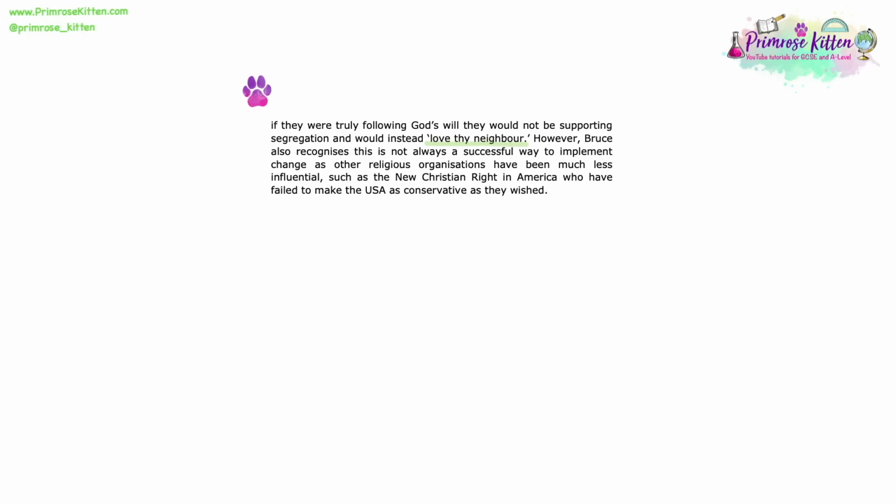However, Bruce also recognises this is not always a successful way to implement change, as other religious organisations have been much less influential, such as the New Christian Right in America, who have failed to make the USA as conservative as they wished. So once again, clear reference to the item in the very first sentence, and then a second point about a different way that religion may enact change in society. This time's Bruce's idea regarding Christian characters like Martin Luther King being able to use religious belief as a way to change society.